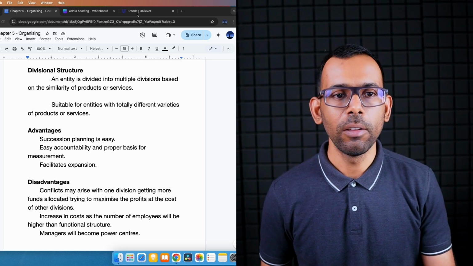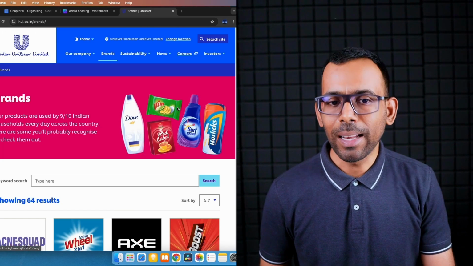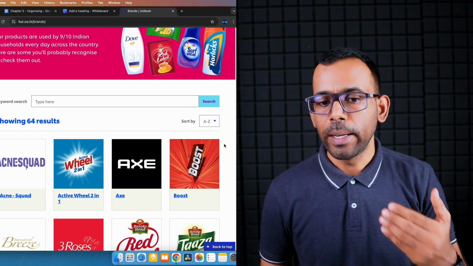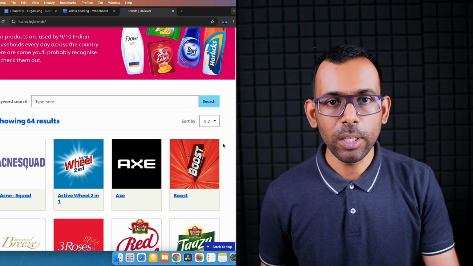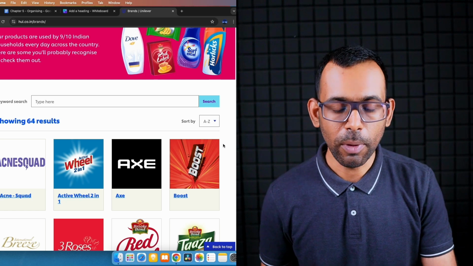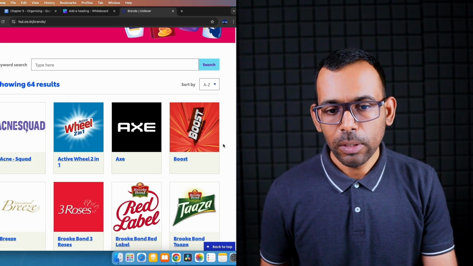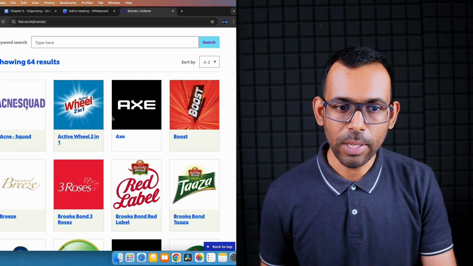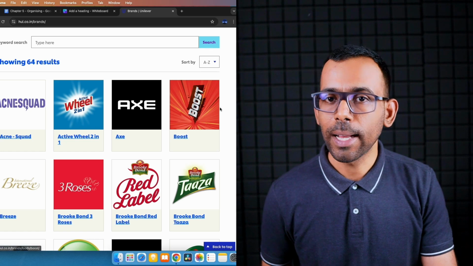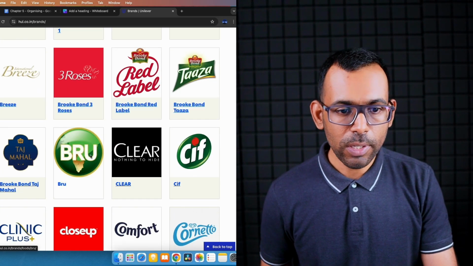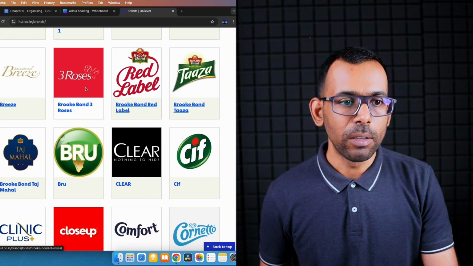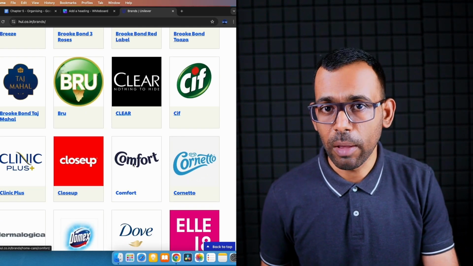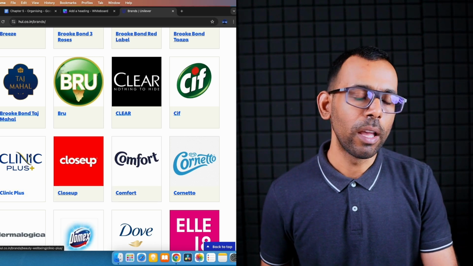The example that I said, Hindustan Unilever, is a classic example of a divisional structure organization because it has almost every brand that you see in grocery shops and supermarkets. You see the brands are listed here. Each and every brand is in such contrast to the others. You see Axe is a deodorant, but Boost is a consumable item. And you see Brew is a coffee brand. And Three Roses, Red Label, Taza, these are all tea brands, but they also have Comfort, which is a fabric conditioner. Then they have Close Up. Then they have Clinic Plus.